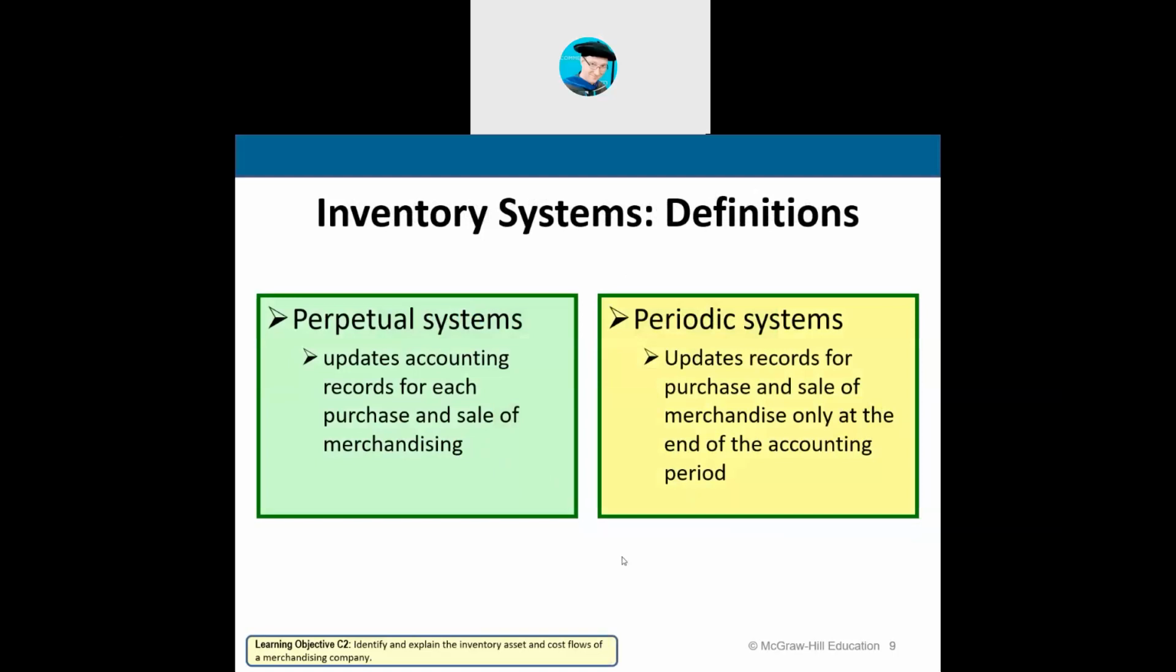There are two types of inventory systems that businesses have. It's either one or the other. It cannot be both. One is called the perpetual inventory system. The other is called the periodic inventory system. I want you to think of a scanner.